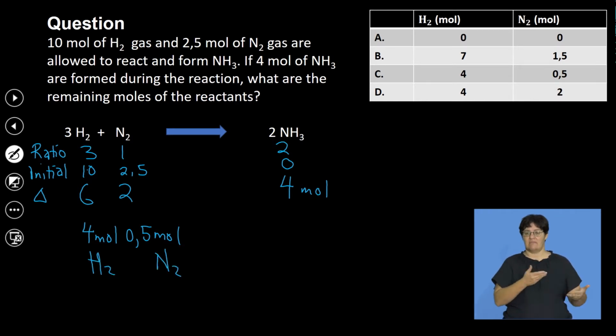So if we go to our solutions, we know that we'll be left with 4 of hydrogen. So the option is between C and D. But for us to eliminate the correct one, we would know that for ammonia, for nitrogen, we're left with 0.5. So this becomes the correct answer. So these other options are totally out. Then our correct option becomes option C, right?